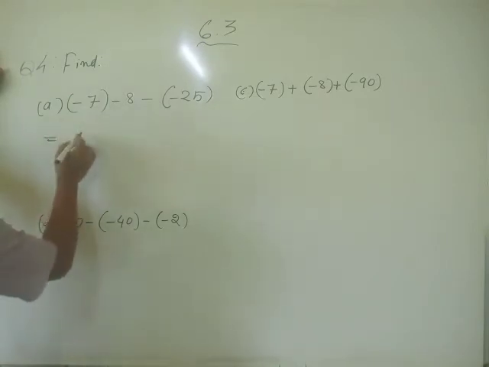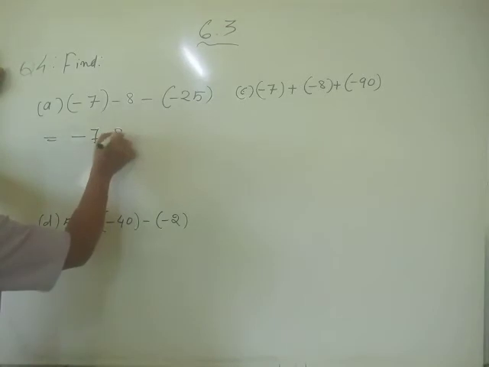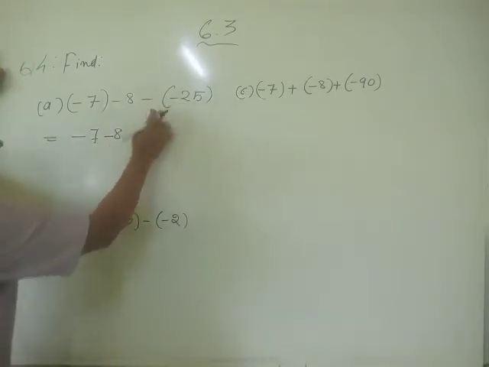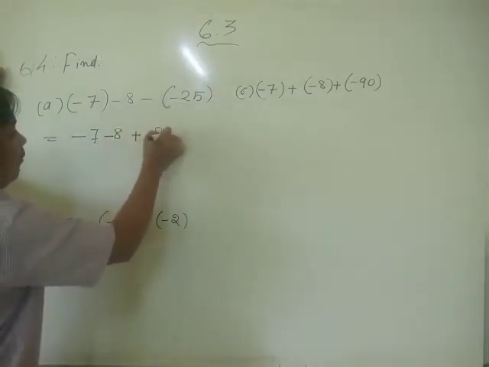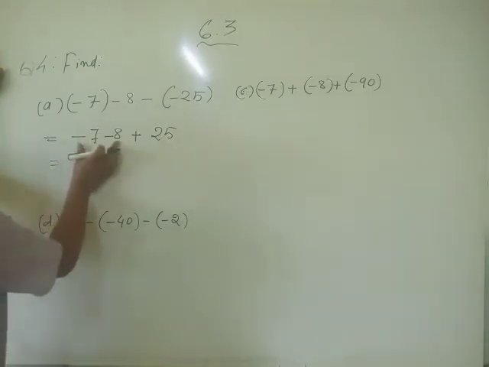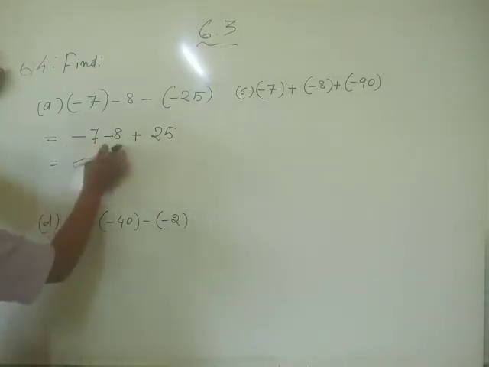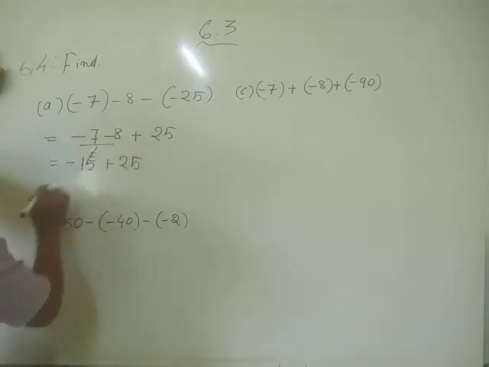Okay, minus, take out the bracket, minus 7. Here will be minus 8, and here minus minus will become plus 25. So what will be the next step? Minus these two, you please add first. Then we get here 15 plus 25. These two numbers we are getting here 15, isn't it?